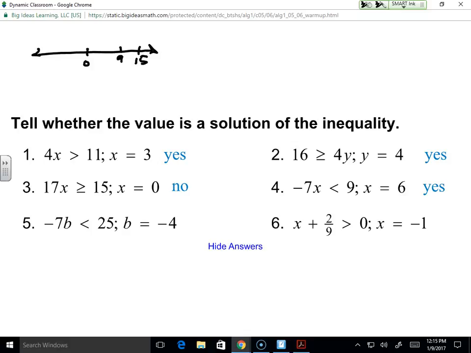Number 6. Ooh, there's a fraction. Yeah, it's easy though. Why is it easy? Because it's not 1 over 1. Negative 1 plus 2 over 9. Who's stronger, the negative or the positive? The negative, right? Careful.